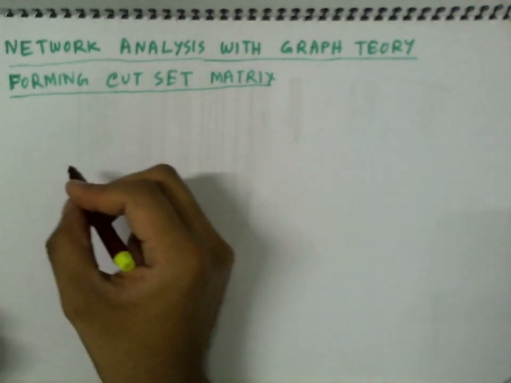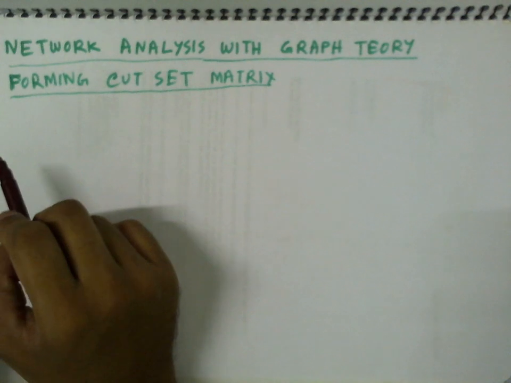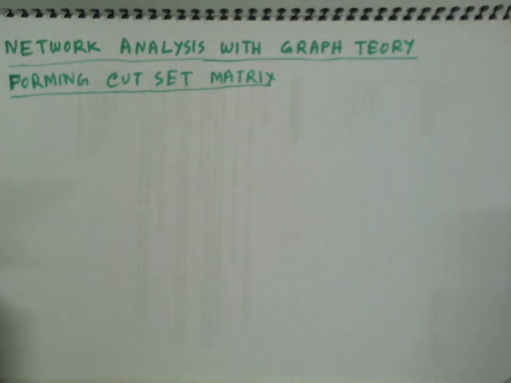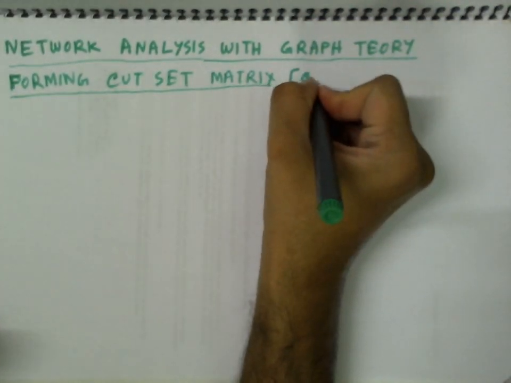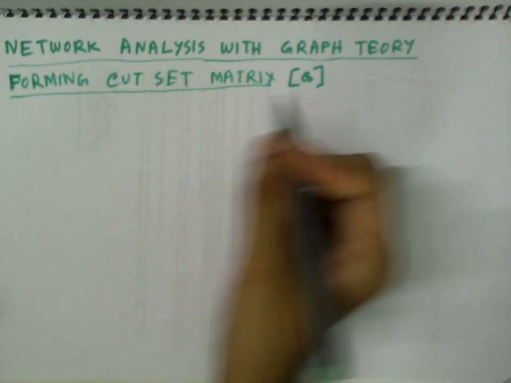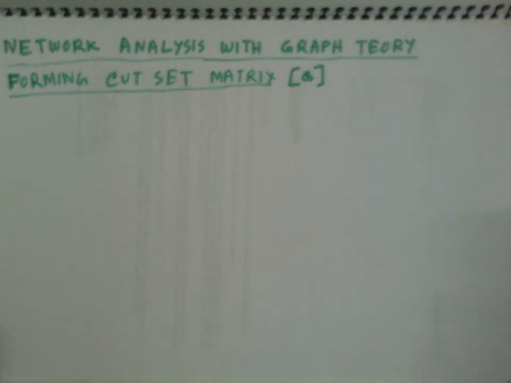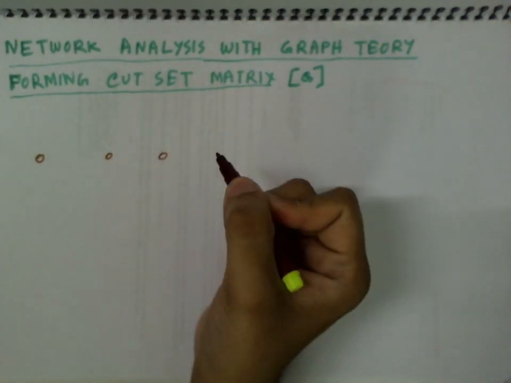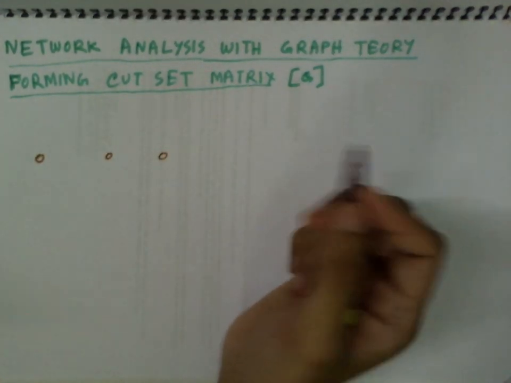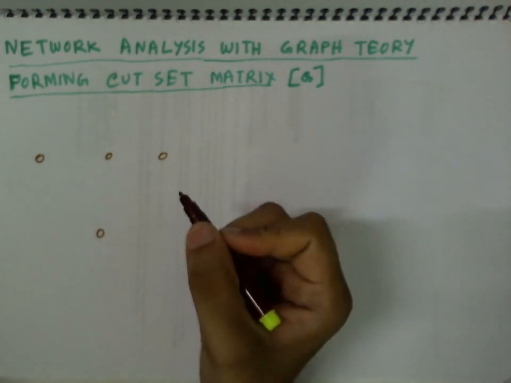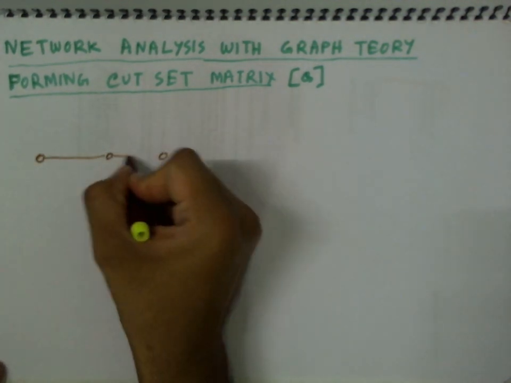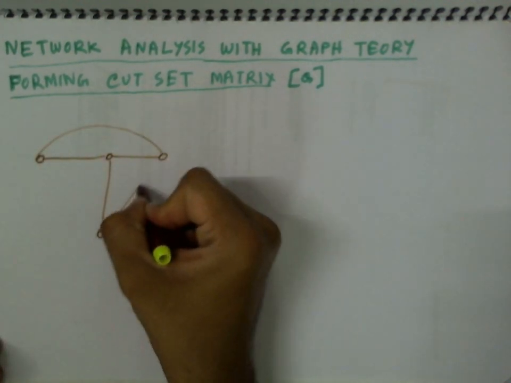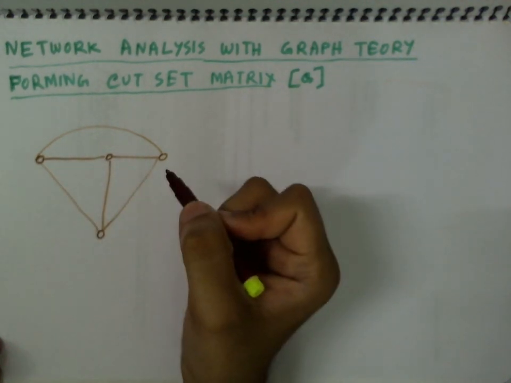Hi, we continue on network analysis with graph theory, and this video is about forming the cut set matrix, which is generally denoted with the symbol capital Q. Okay, so we start once again with our favorite graph with 4 nodes as an example, 1 2 3 4, which are connected with edges like this.